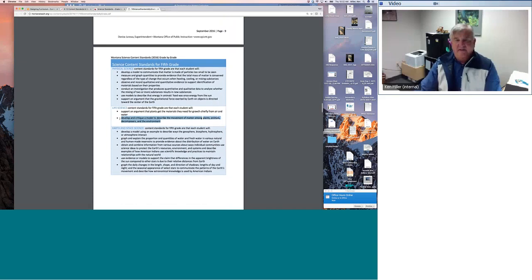So I highlighted this for you. Develop and critique a model to describe the movement of matter among plants and animals, decomposers, and the environment. Oh, that's really not cellular, is it? Oh, well then I can't do fifth grade. Well, let's see. Support an argument that plants get materials through the growth? No. So what does that mean?